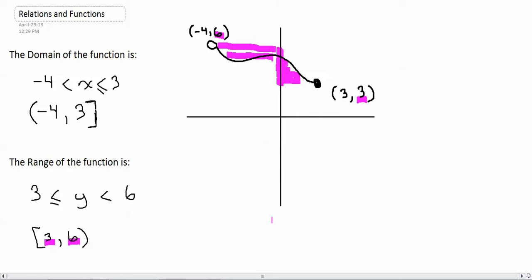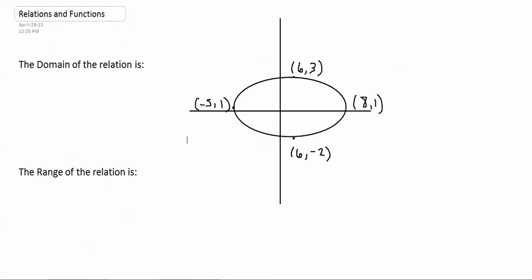So let's try out another example here. This time I'll give you a relation which is not a function. What we have is a special shape called an ellipse. I've marked the extreme points. The furthest it comes out this way, its coordinate point is -5, 1. The furthest to the right is 8, 1. The highest is 6, 3, and the lowest coordinate point is 6, -2.